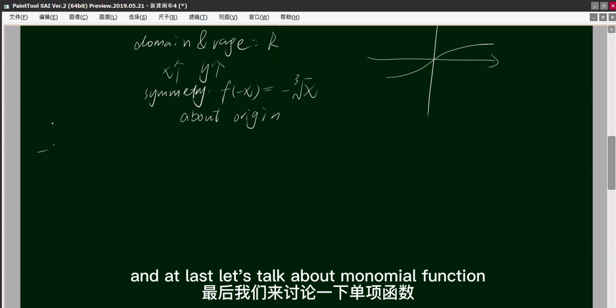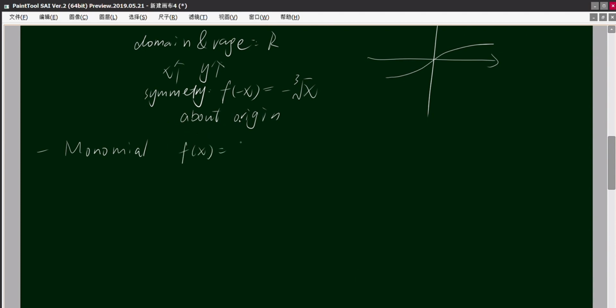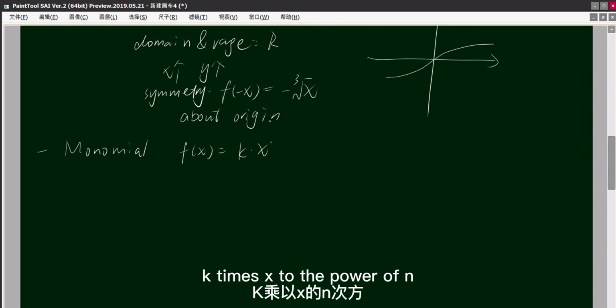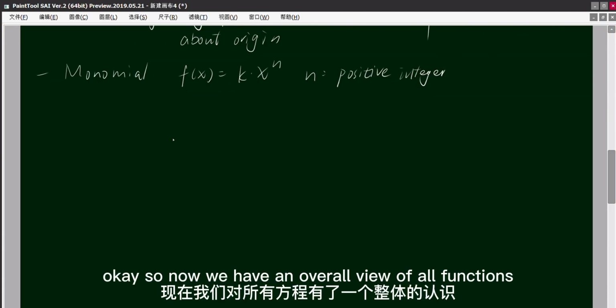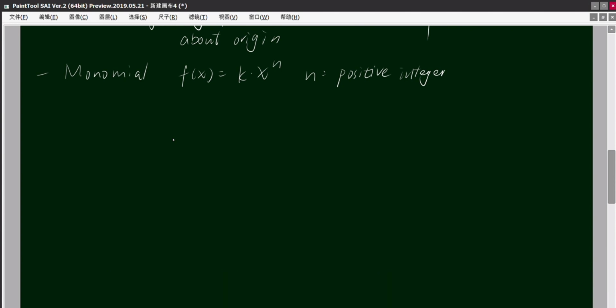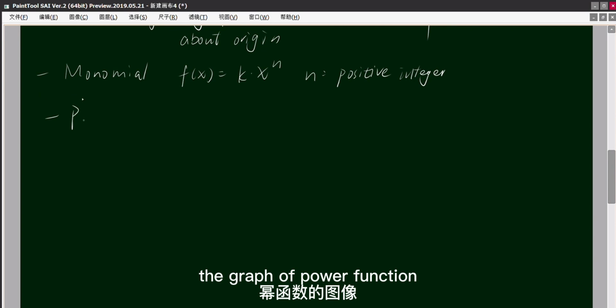And at last, let's talk about monomial function. The form of monomial function is f(x) equals k times x to the power of n, where n is a positive integer. Okay, so now we have an overall view of all the functions. So let's now go back to focus on the graph of power function.